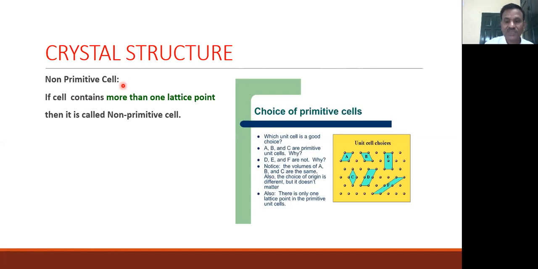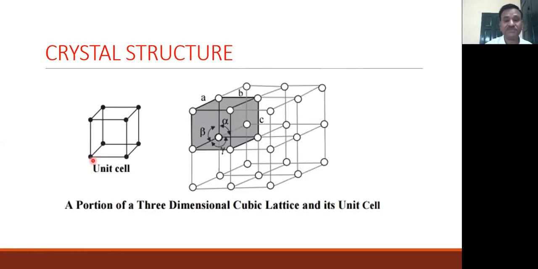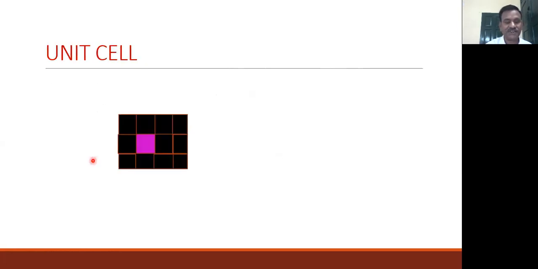Okay, next one. Now, here I use the word primitive cell, meaning a unit cell which has only one lattice point. What is the meaning of it? I will explain it now. Okay, I will explain it with a two-dimensional diagram.